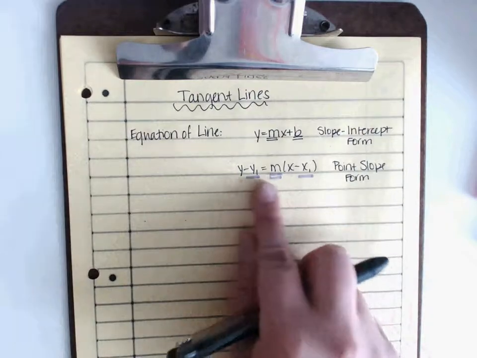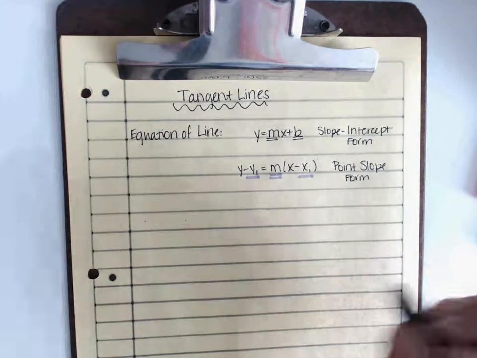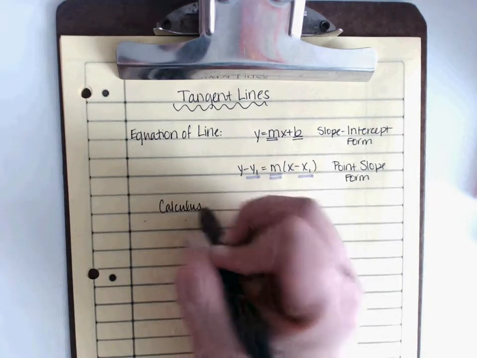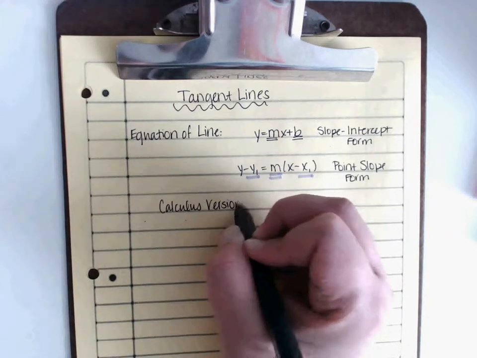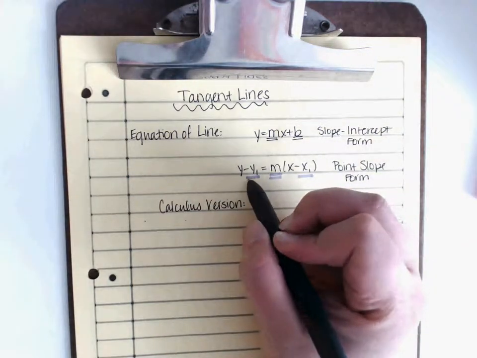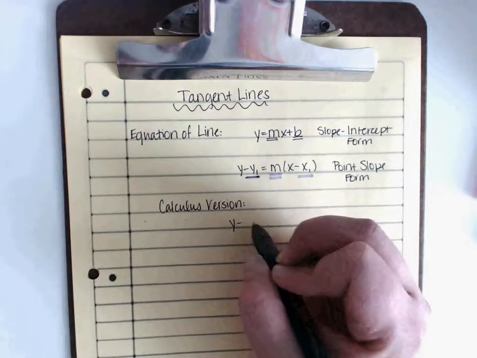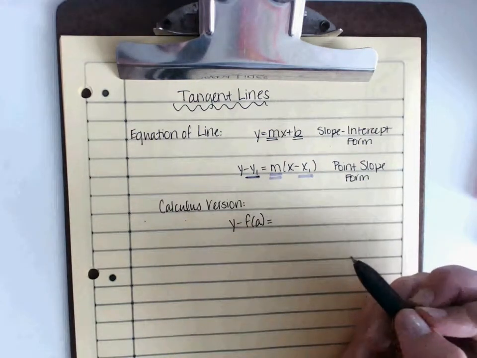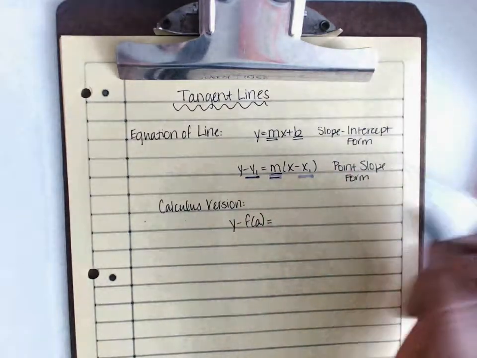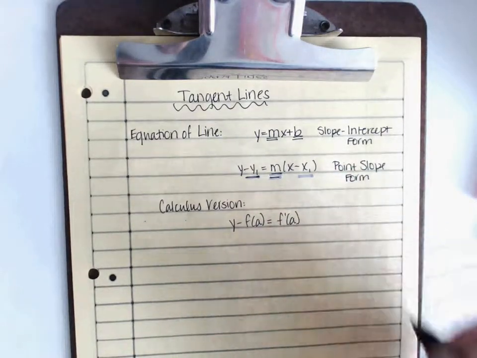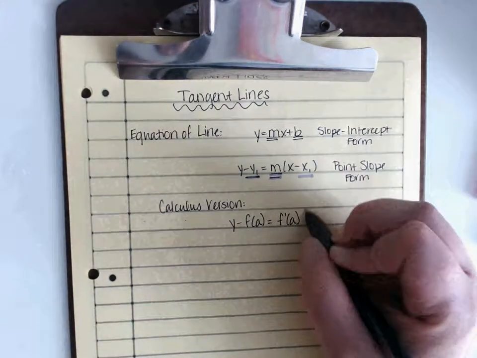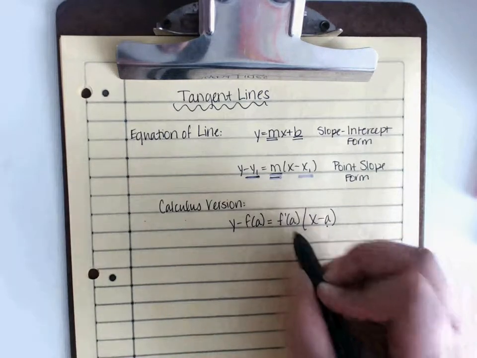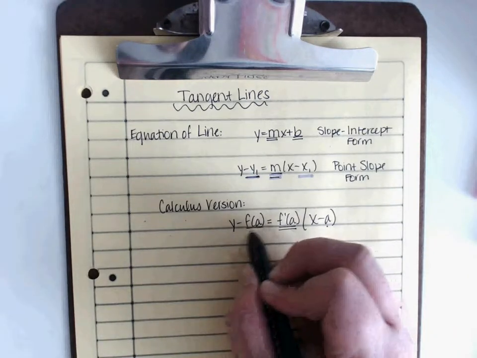Now, rather than doing this, we're going to kind of calculusify it, pretend that's a word. So your calculus version: instead of calling this y value y1, we're going to call it f of a. But keep in mind that's still a y value, so that's the same. Then m is the slope, so m is going to be f prime of a. And then over here we'll have x minus a.